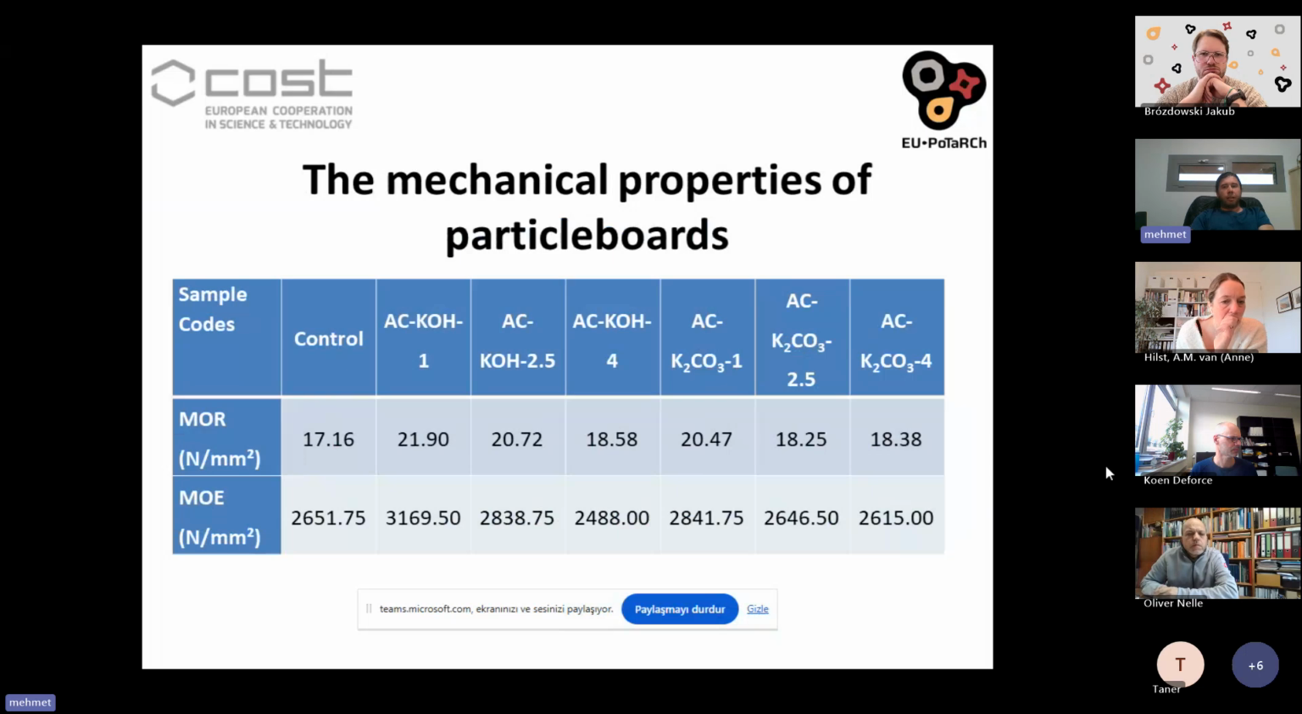And the mechanical properties of particle board. Mechanical properties of particle board improved with a special 1% addition of activated carbon. However, with the addition of 2.5% and 4%, a decrease in mechanical properties was observed because it reduced the interaction between the fiber and the adhesive, and activated carbon blocked the fiber-fiber interactions.